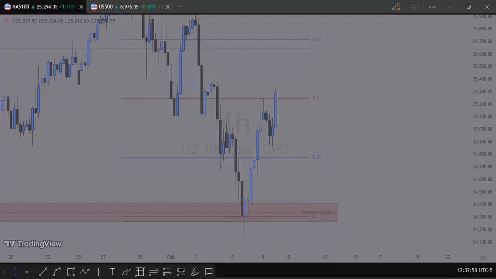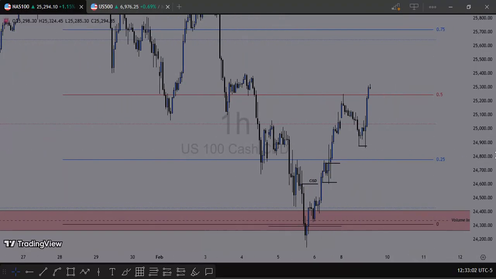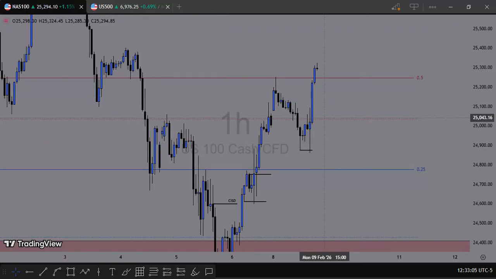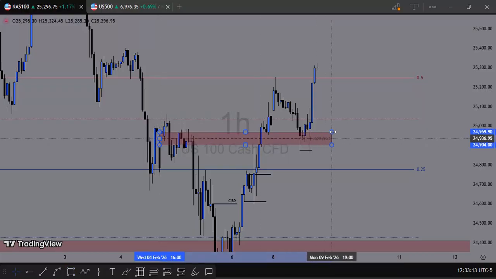If I go down to an hourly, I can also flesh out something. I do have this volume imbalance right here that I was looking at, and once I extend price to the right like that, you can see we are really respecting the consequent encroachment. We do not want to close below the discount low of this volume imbalance.